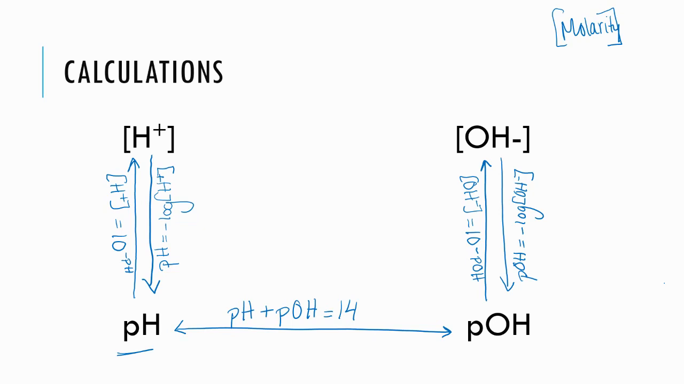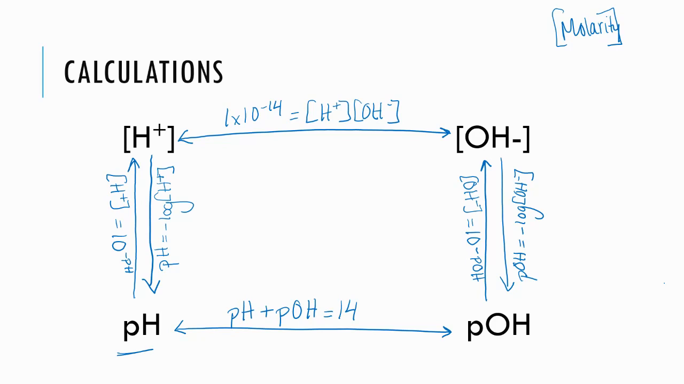Okay, and there actually is a connection up here as well. This one is not as well-traveled of a road, but there is a connection up here. And it is that 1 times 10 to the negative 14th is equal to these two concentrations multiplied. Or, if I phrase that better, the H plus concentration times the OH minus concentration will always equal 1 times 10 to the negative 14th. Okay, so you would use that to translate between those two.